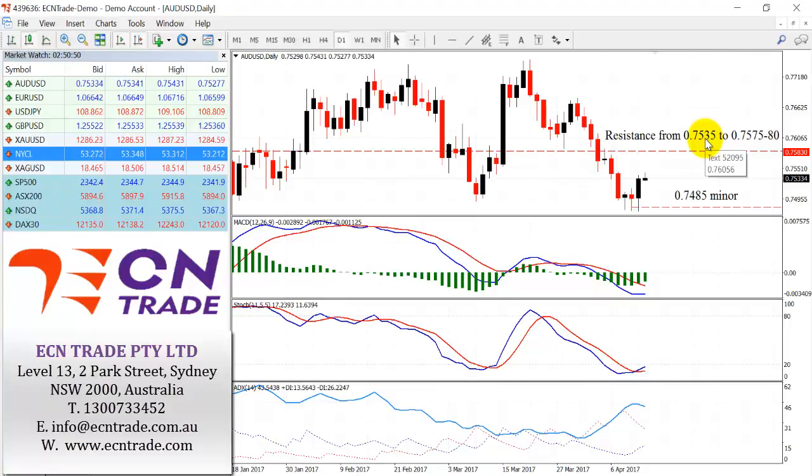Do note that we do have the unemployment figure out today and also the RBA to talk about its financial stability in terms of its financial review, its half-yearly release. So be alert around 11:30 for that update.